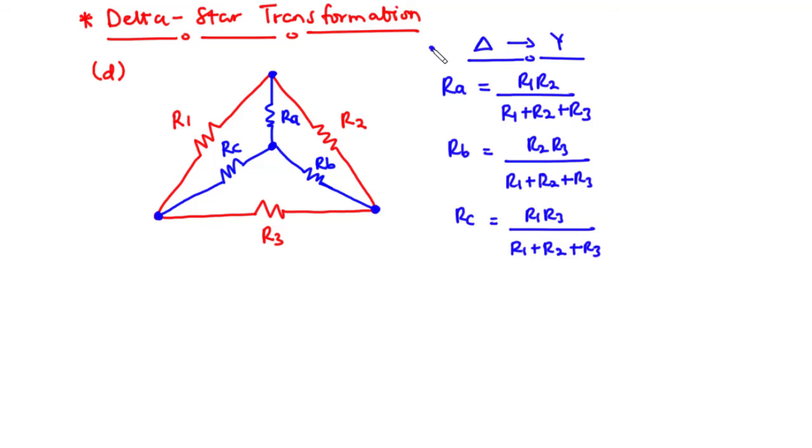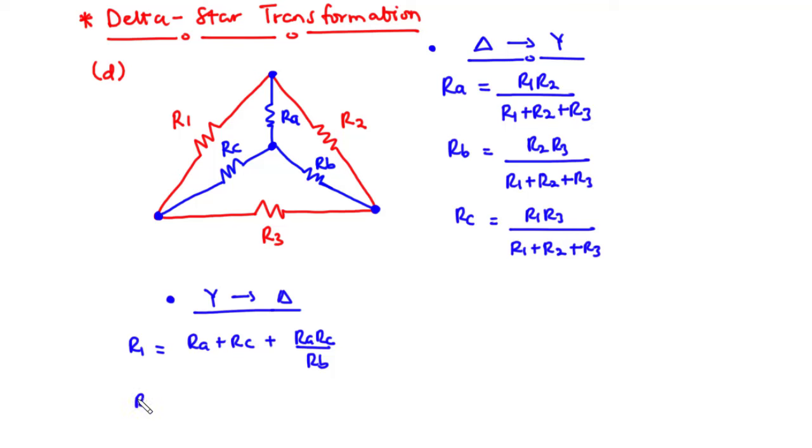Now let's look at the conversion from star to delta. To convert from star to delta, basically we are going to find the values of R1, R2, and then R3. So for R1, we are going to add these two resistors, that is RA and RB, plus the product of these same resistors divided by the third resistor.